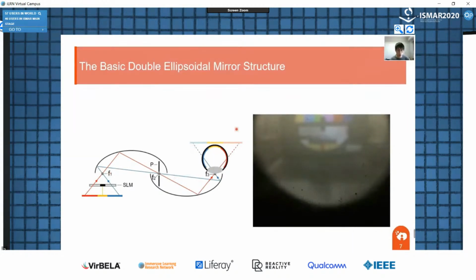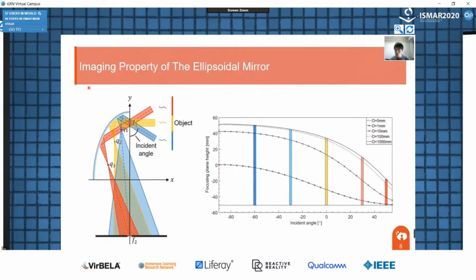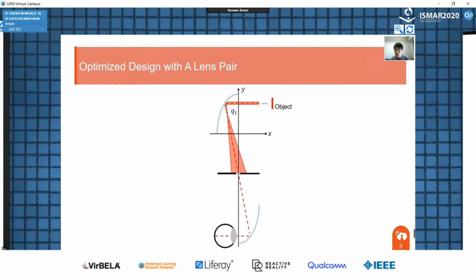So the first step, we analyze the imaging property of the ellipsoidal mirror, which is shown on the left. Different beams will be focused by the ellipsoidal mirror into the 3D space from Q1 to Q3, and only these chief rays can pass through the pinhole at the shared focus F2. In detail, the focusing plane height of these points varies with different incident angle and also varies with different object distance. Here, the object distance is given from 0 millimeter to 100 millimeter.